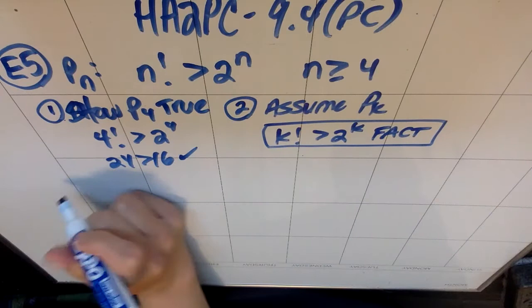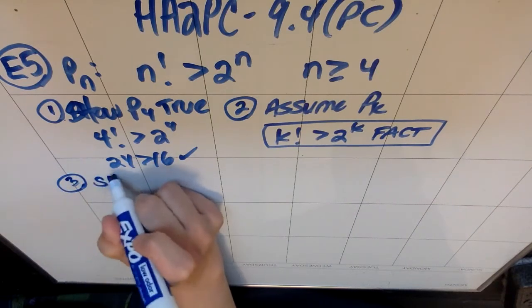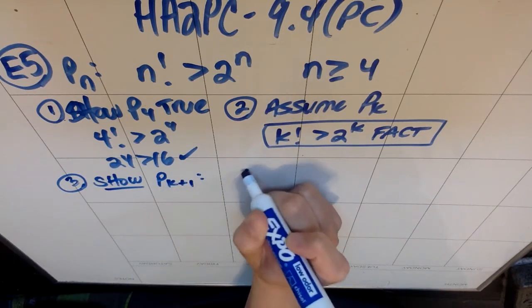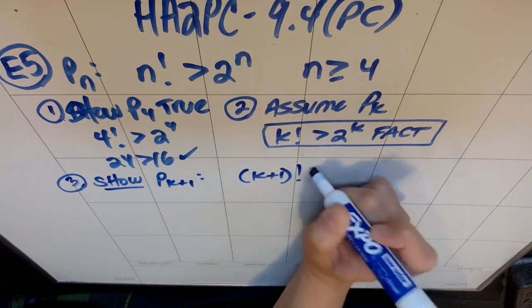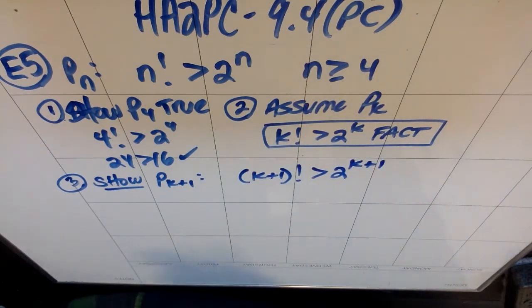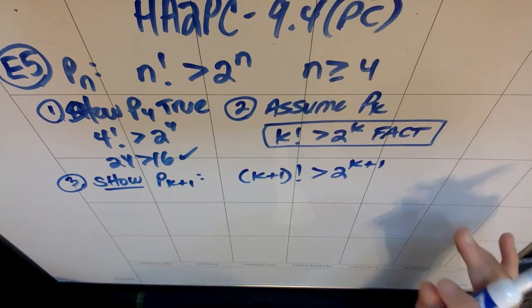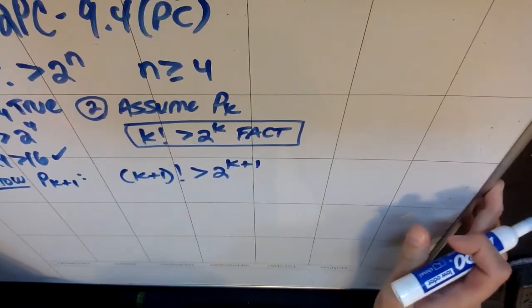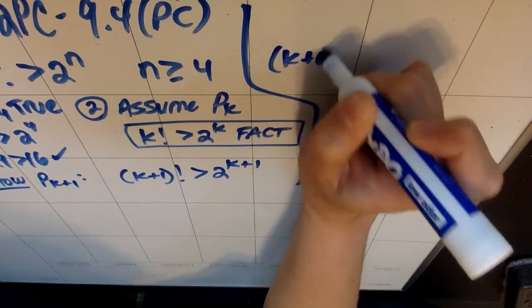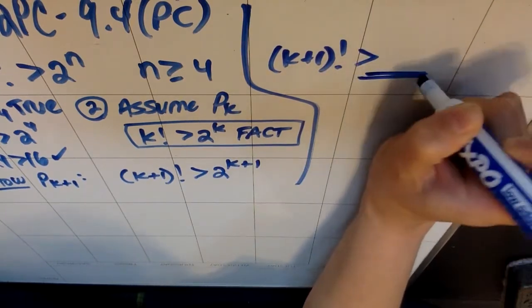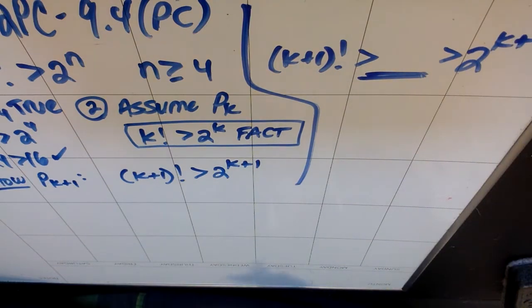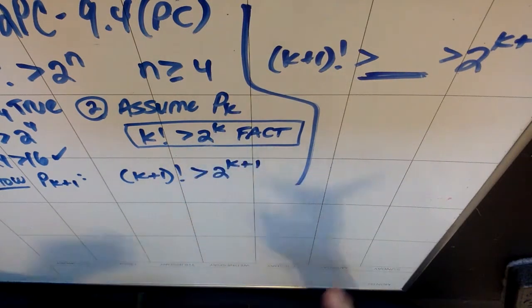And now we're going to get to my third step, which is the hard one. What I want to show, my big proof, is P sub k plus 1, which is saying I'm trying to show that k plus 1 factorial is greater than 2 to the k plus 1. Now, if we think about our end game here, it is probably going to be to have some sort of a chain that looks like this: k plus 1 factorial is greater than some missing link that I don't know about, which is greater than 2 to the k plus 1. And how I get to that missing link is going to involve this fact somehow.